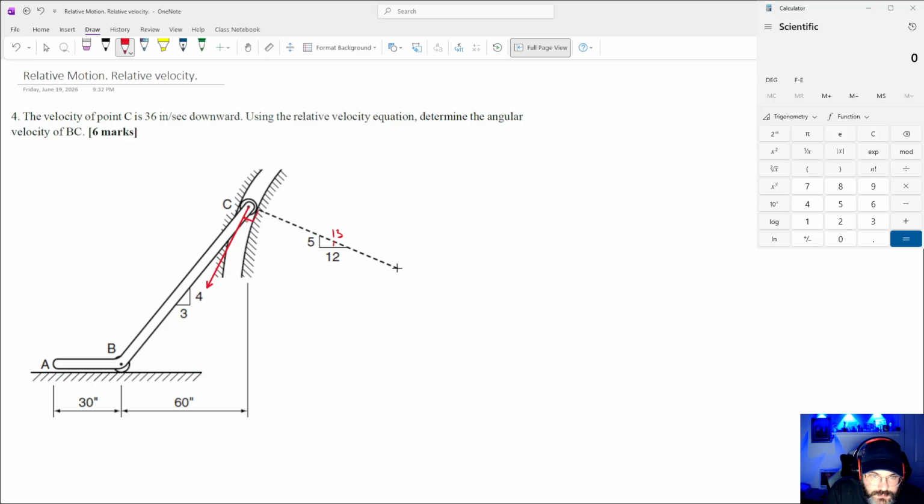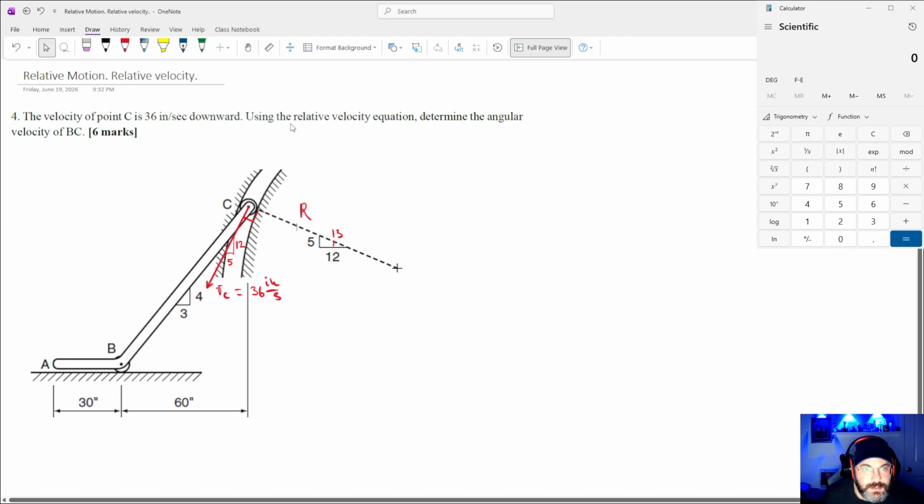Since it is perpendicular, the slope is going to be inverted. Very simple geometrical fact, right? So it's 5 and 12. This is velocity C, and we know that it is 36 inches per second. We know that it is downward and perpendicular to this radius in this case. So from this link connected to the frame, we extracted the direction of velocity C. Okay, so this is good.